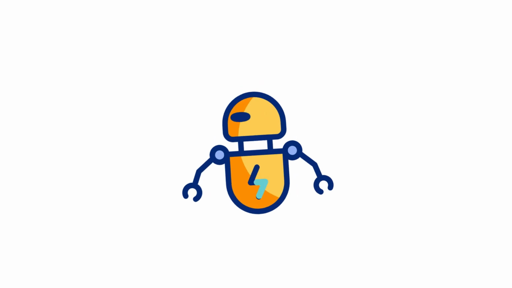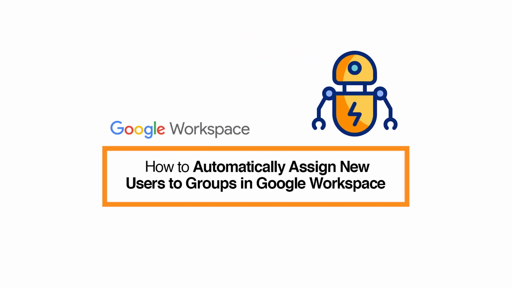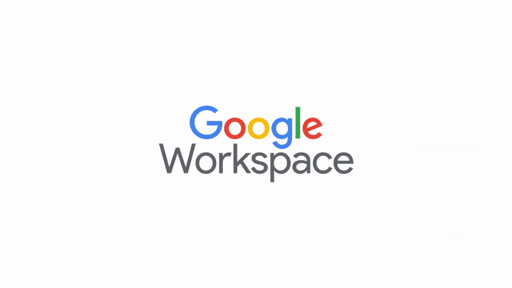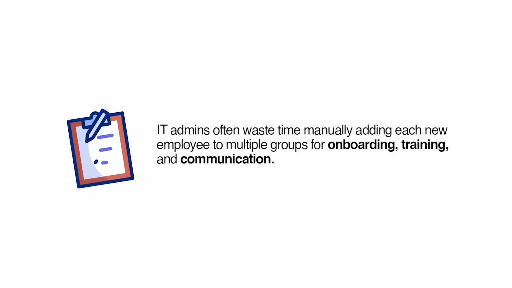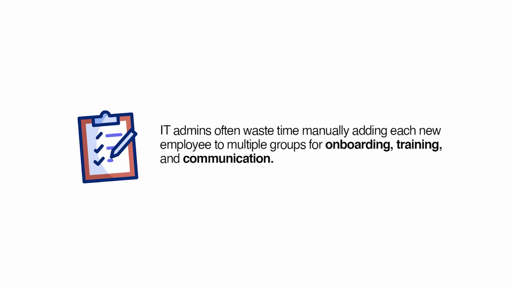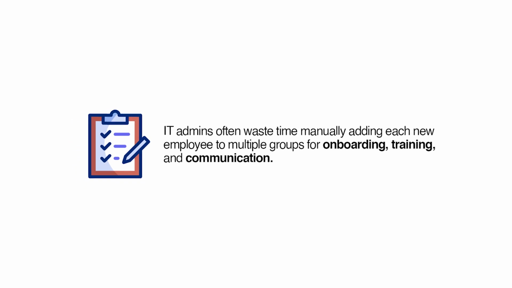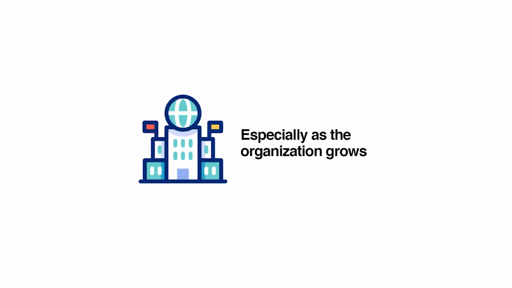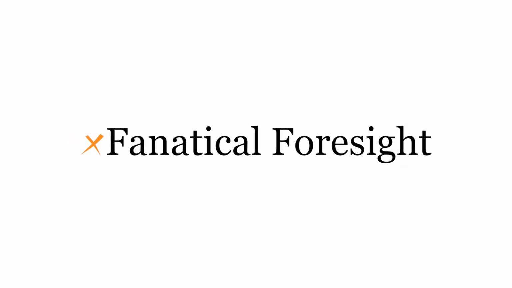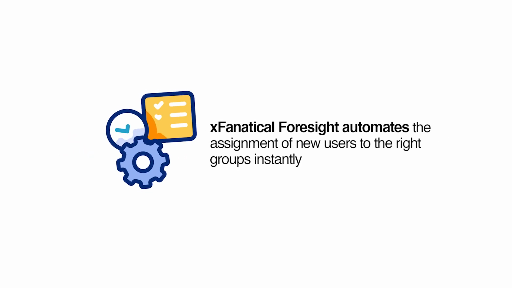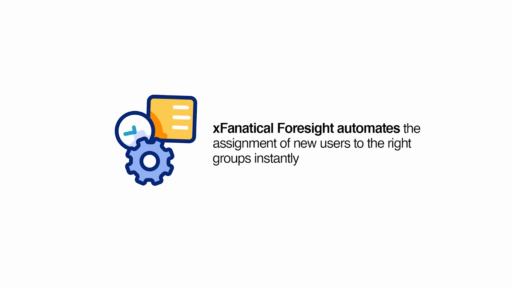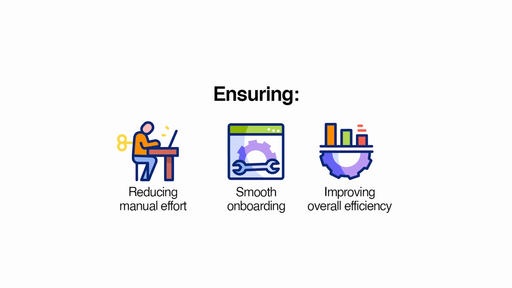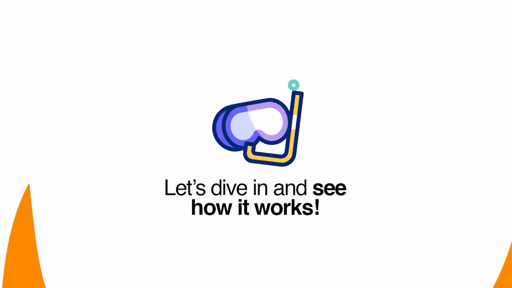Hi there, in this video you will learn about how to automatically assign new users to groups in Google Workspace with xFanatical Foresight. In Google Workspace, IT admins often waste time manually adding each new employee to multiple groups for onboarding, training, and communication. This repetitive process is prone to errors and delays, especially as the organization grows. That's where xFanatical Foresight comes in. xFanatical Foresight automates the assignment of new users to the right groups instantly, ensuring smooth onboarding, reducing manual effort, and improving overall efficiency. Let's dive in and see how it works.